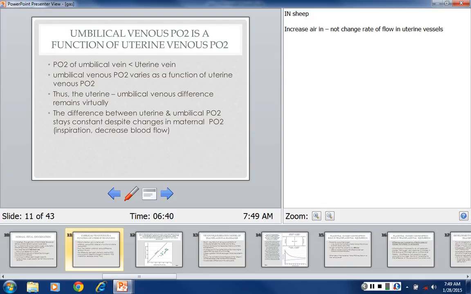Apparently that is missing some words. I apologize. The uterine umbilical venous difference remains virtually stable throughout. And it generally stays stable despite changes in maternal PO2, such as deep inspiration and decrease in blood flow. Because an increase in intake of air is not going to change the rate of flow in the uterine vessels. And also, a lot of times when you decrease flow, it has slower flow throughout the uterine vein, more exposure to the umbilical vein, and the baby can get more blood. That's the reason one compensates for the other, and they remain stable.